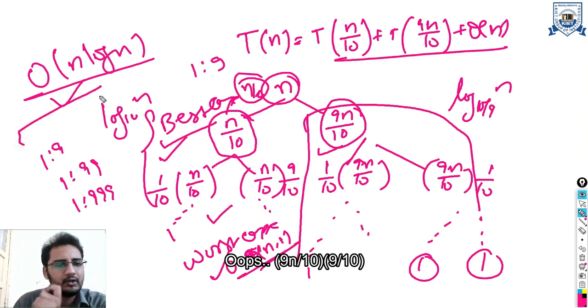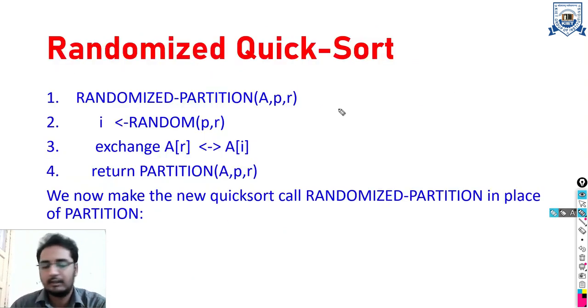So now you can see that the complexity depends on how you select the pivot element. Okay, so such that you do not fall in the trap of the worst case, we have a randomized way to select the pivot element. Now let's see how we select the pivot randomly.